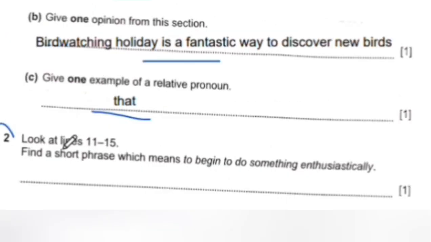Now let's go to question 2. Look at lines 11 to 15. Find the shorter phrase which means to begin to do something enthusiastically. What do I mean by enthusiastically? To do something with lots of excitement, something you are keen on. Let's find it in the text.